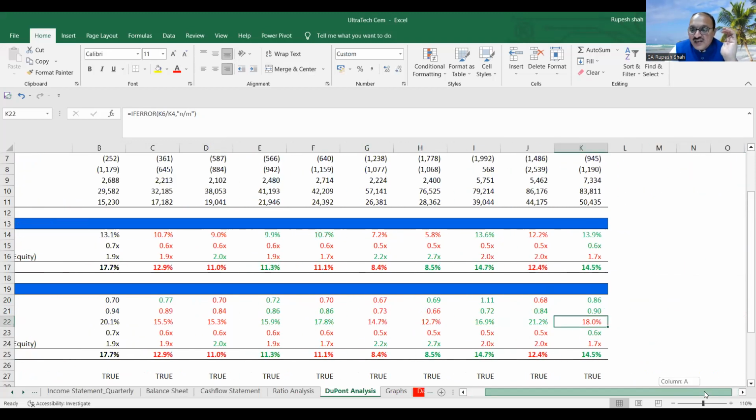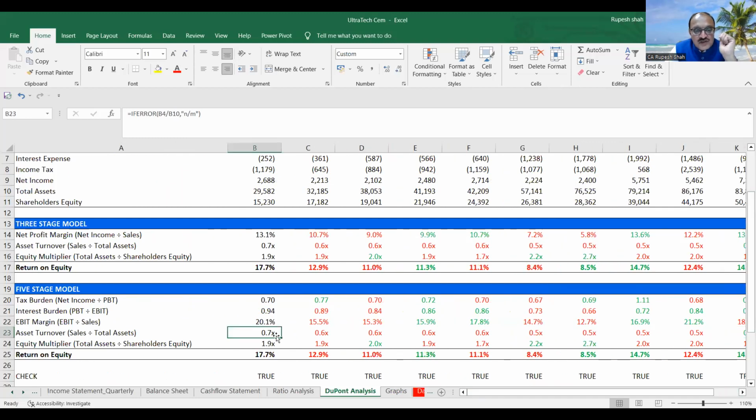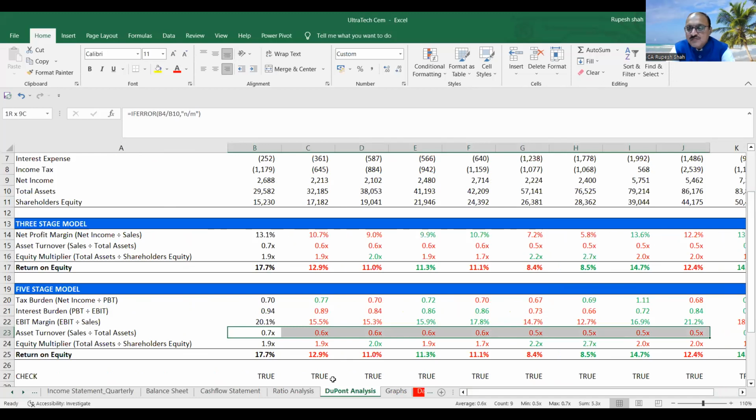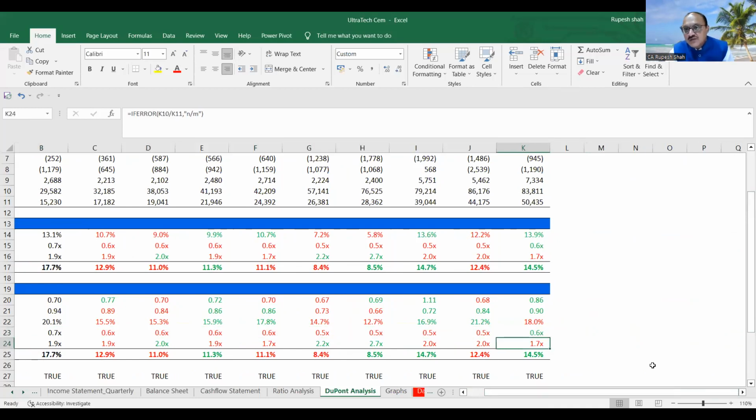And their asset turnover ratio, that is the investment bucket, right, is 0.6 only. And if you look at it in the long run also, see 0.7, 0.6, right? So in the entire balance sheet, it is always less than 1. Always less than 1. So this is not the key success factor. And their equity multiplier is 1.7. And if you multiply all these figures, you will arrive at 14.5.